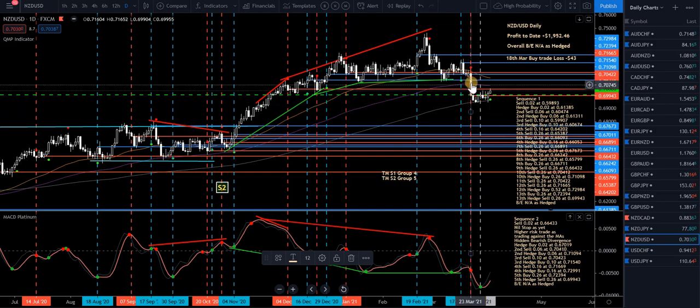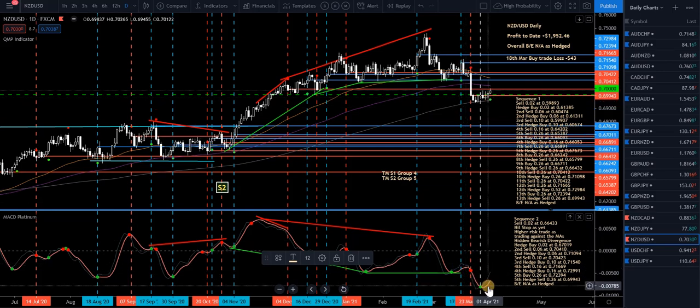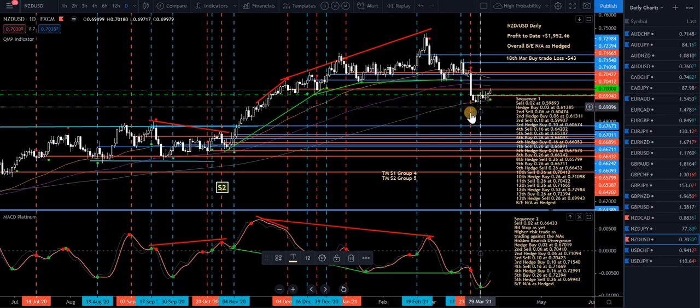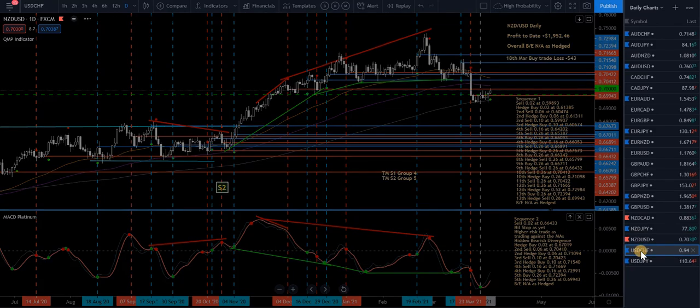There's a big move down, some consolidation here. Now we've got a buy signal on Monday. MACD Platinum's a long way below the 0 level, so yeah, it's a high risk trade. I'll put a stop below the lows there, but yeah. So 1, 2, 3 buys on the New Zealand USD on Monday.